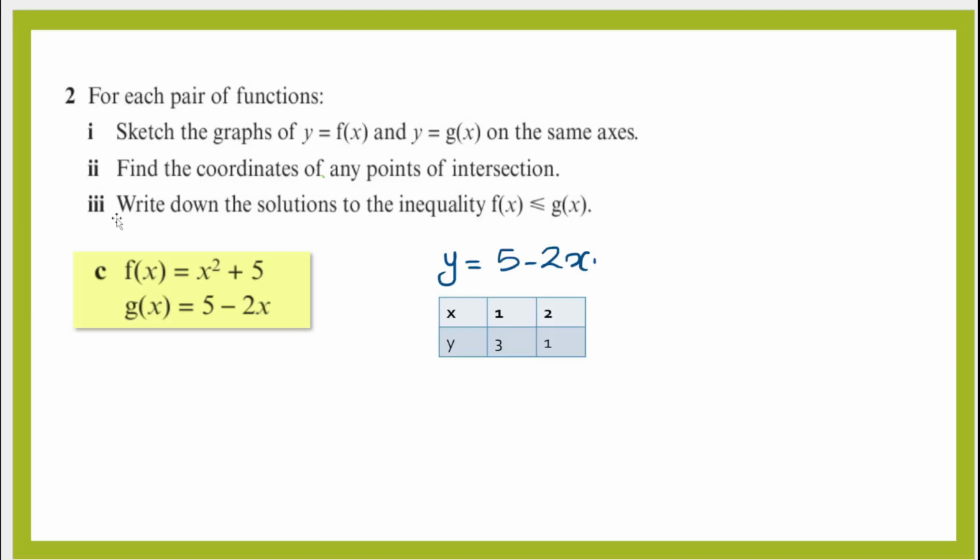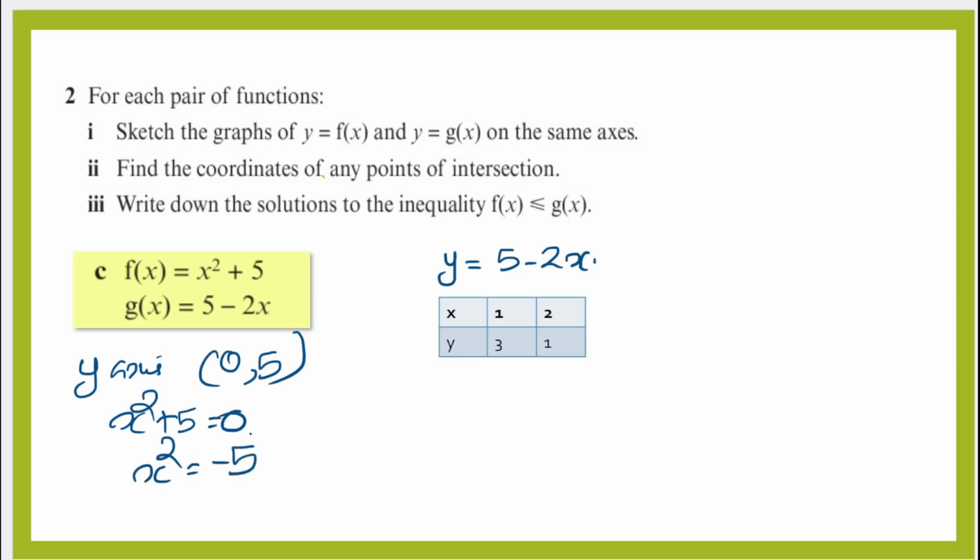Now consider the pair of equations f of x equal to x square plus 5 and g of x equal to 5 minus 2x, and write down the solutions to the inequality f of x less than or equal to g of x. Now for the function f of x equal to x square plus 5, the crossing of the y-axis is given by 0, 5. Now by taking x square plus 5 as 0, we got x square equal to minus 5. That is, no real solutions exist. Hence the graph never crosses the x-axis.